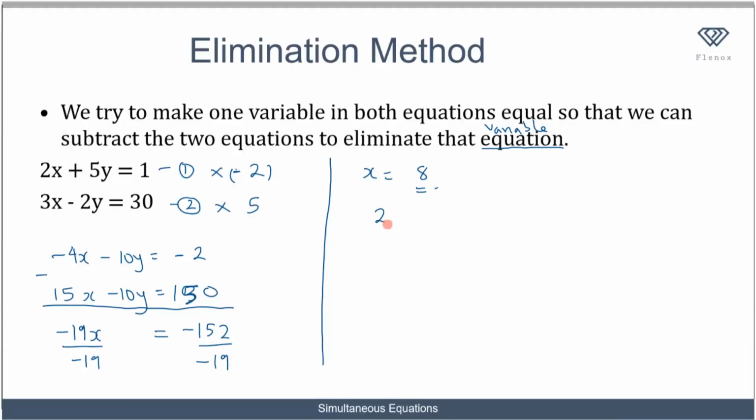So the first equation, I'm told that 2x plus 5y is equal to 1. So I just substitute 8 for x, so 16 plus 5y is equal to 1. So I have 5y is equal to 1 minus 16, which is equal to minus 15. And I can divide both sides by 5.